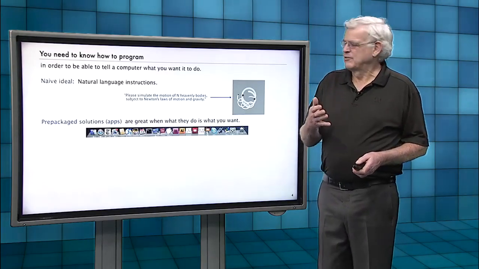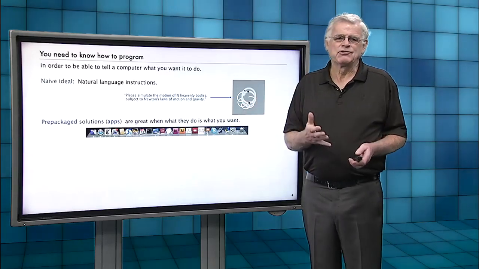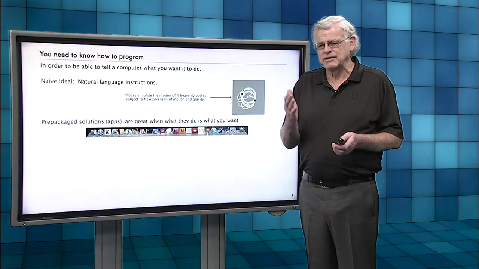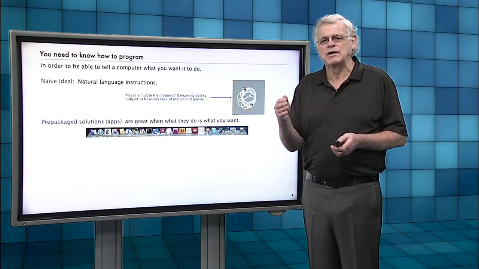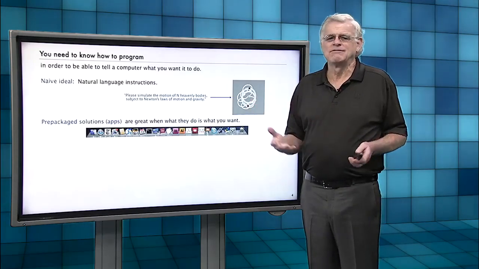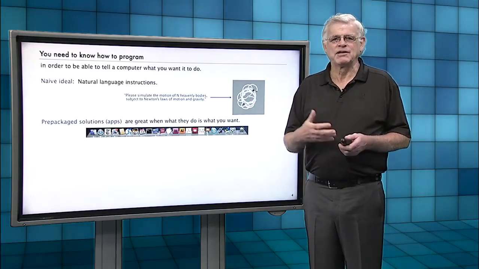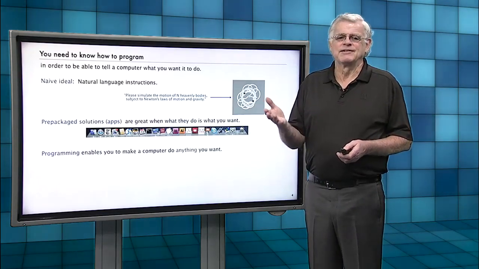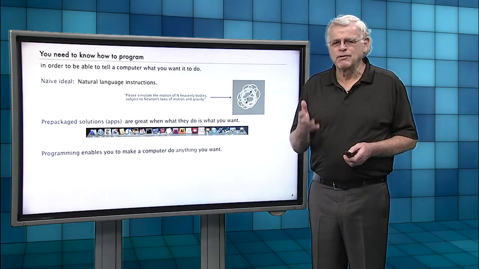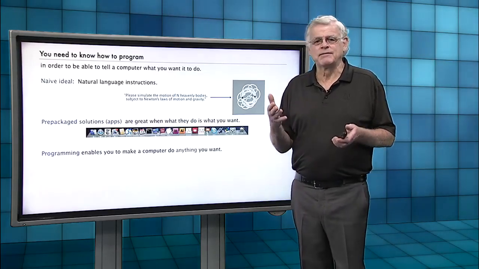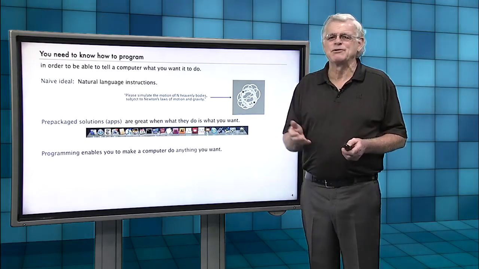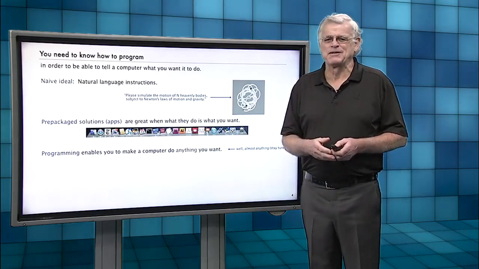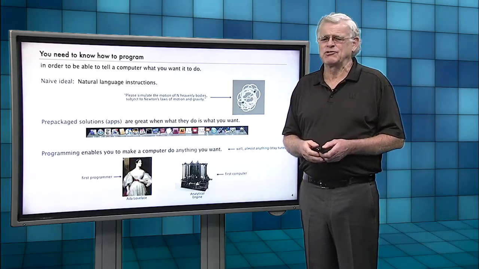Another alternative is maybe there's a prepackaged solution or an app that does. It's fine to have an app if it does what you want done. And we all have our computers and our mobile devices all littered with apps of all different types. But there's lots of things that there's no app for. What programming enables you to do is to make a computer do really anything you want. Well, almost anything, and we'll talk at the end of the course a little bit about the limitations.